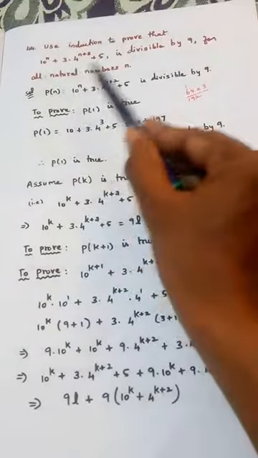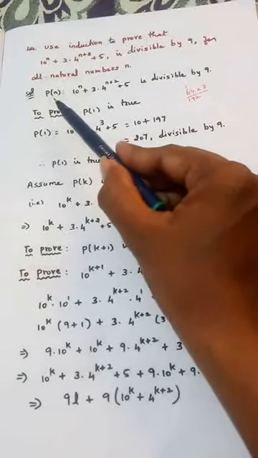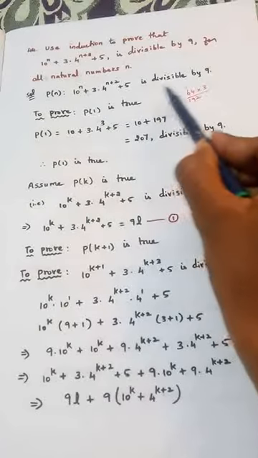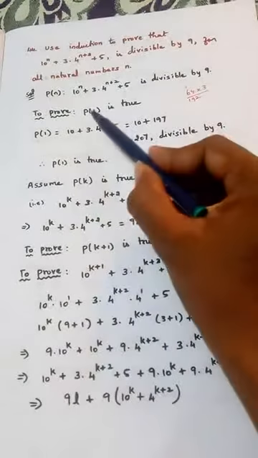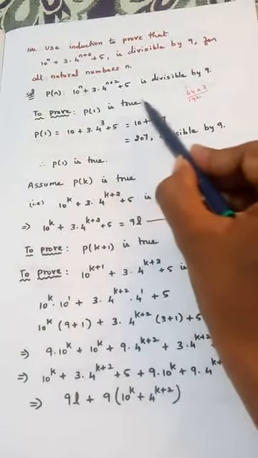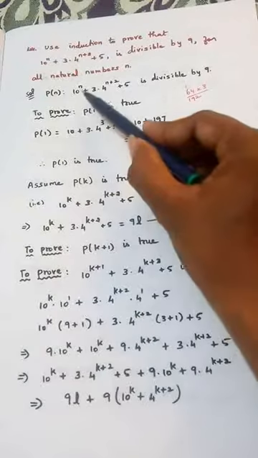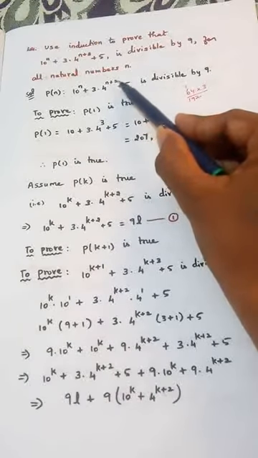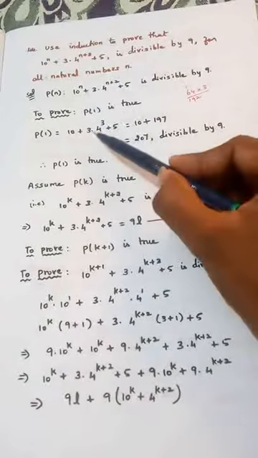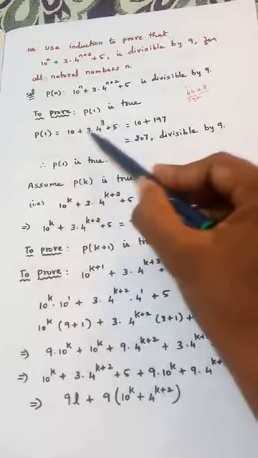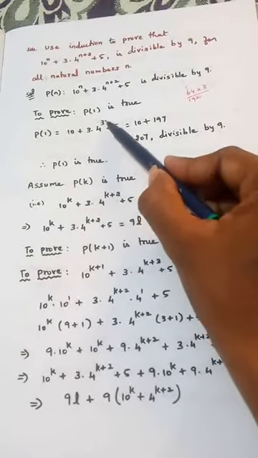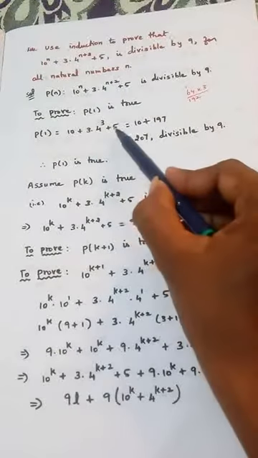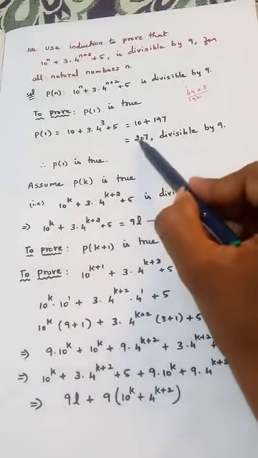So this statement we will take as P of n. P of n means our statement: 10 power n plus 3 into 4 power n plus 2 plus 5 is divisible by 9. What is the first step? We have to prove P of 1 is true. So what is P of 1? Replace n by 1. 10 power 1, 10. If I put 1 here, 1 plus 2, 3. 4 power 3, plus 5. Simplifying, 4 cube is 64, 64 into 3 is 192, 192 plus 5 is 197, plus 10, 207.